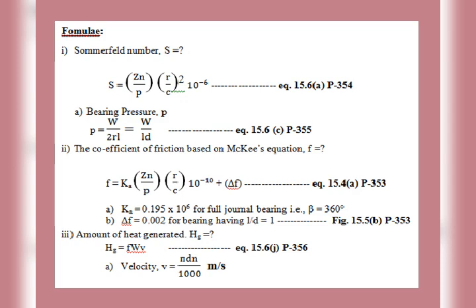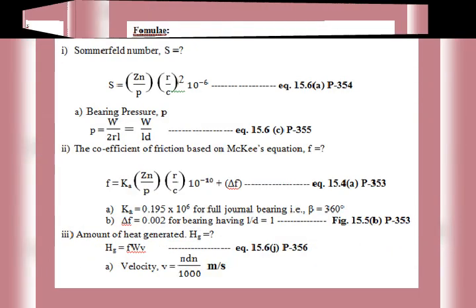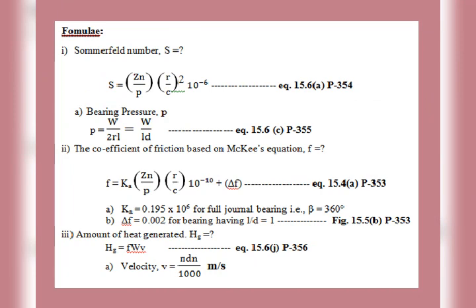First one, Sommerfeld number S is equal to question mark. That we can get from equation number 15.6a, page number 354. Please refer that table. Sorry, page 354 and equation number 15.6a. Equation he has given: Sommerfeld number S is equal to Zn divided by P into (R by C) whole square into 10 raised to minus 6. That equation we are supposed to refer to get the value of Sommerfeld number.